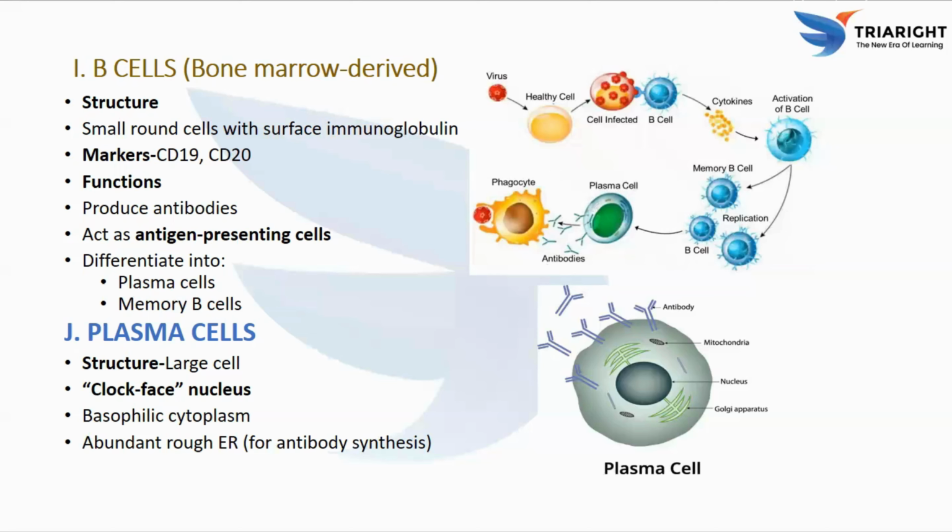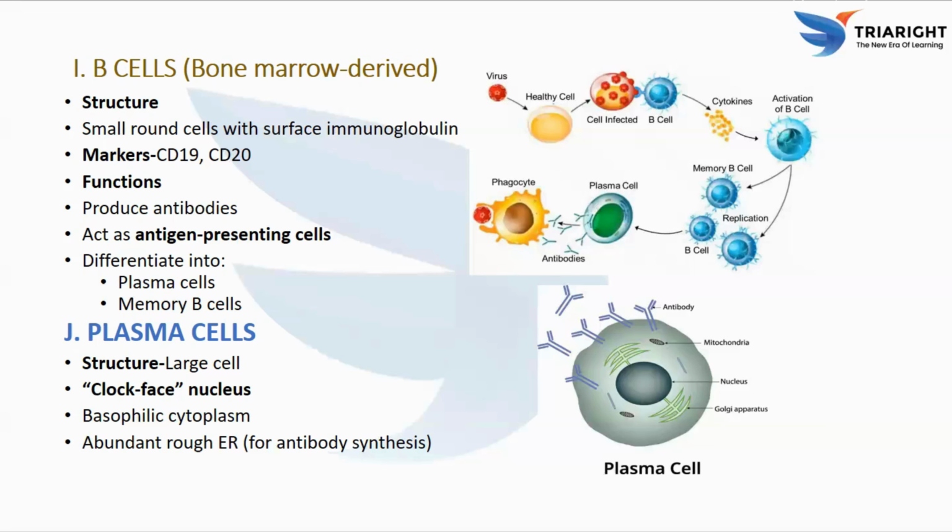It has a clock face nucleus, with chromatin arranged in clumps around the nucleus, resembling the numbers on a clock, which is a classic plasma cell feature. Plasma cells have a basophilic cytoplasm. It appears blue on staining due to abundant ribosomes, like RNA, ribonucleic acid. Plasma cells also have abundant rough endoplasmic reticulum, nothing but RER. Plasma cells need massive RER for antibody synthesis.